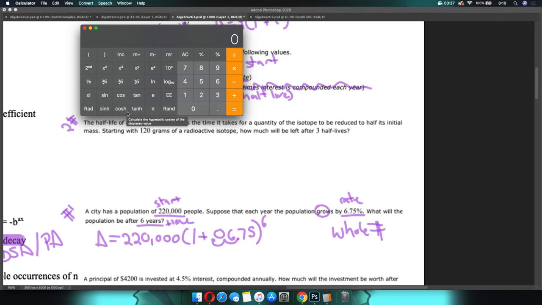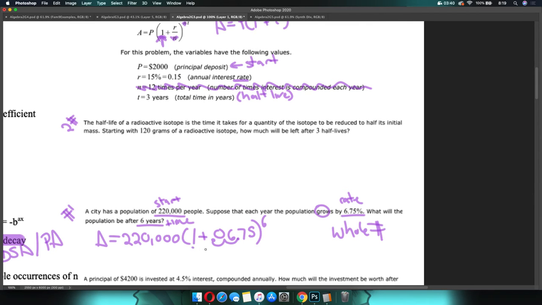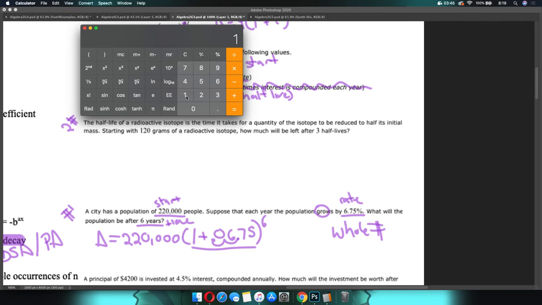So what we're going to do is, what is 1 plus 0.0675? So 1 plus 0.0675 equals. Okay, that makes sense. Where'd the exponent button go? This button right here is your exponent button. So it's to the power of how many? 6. There's our answer, times 220,000. Boom, done. So what is our answer? 325,559.